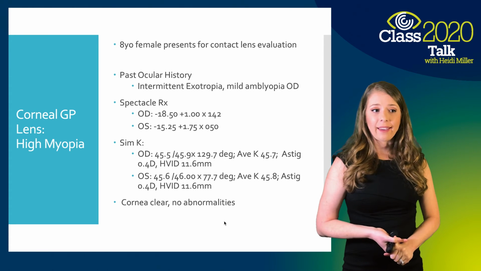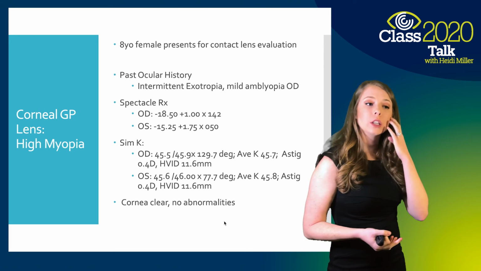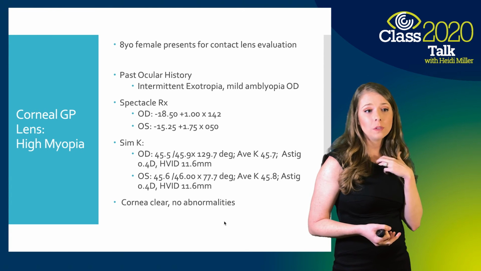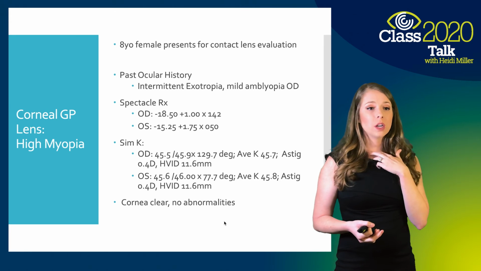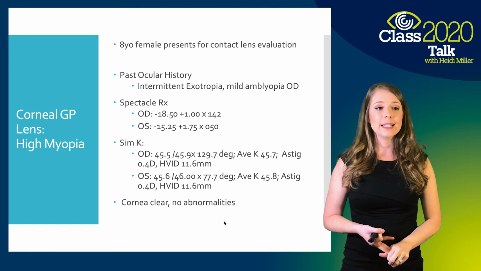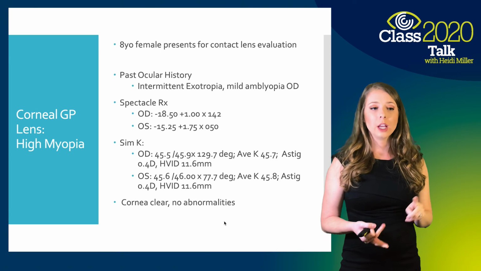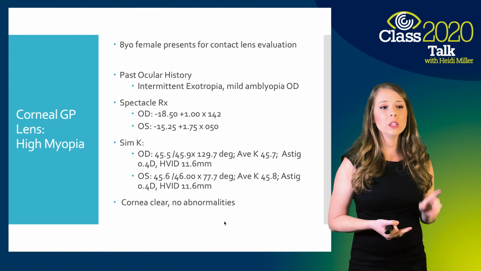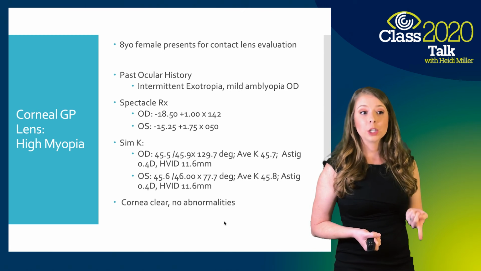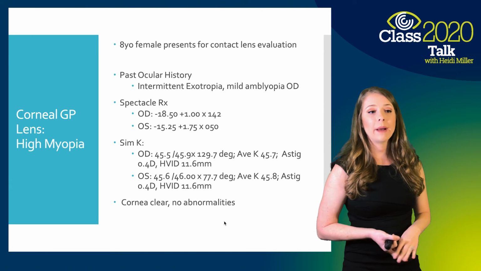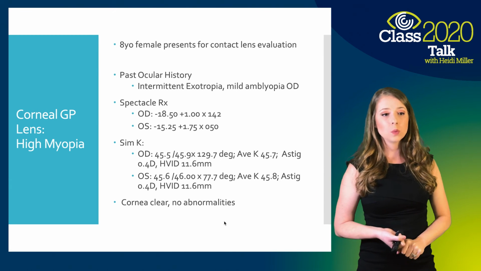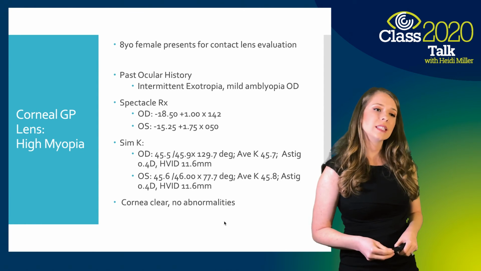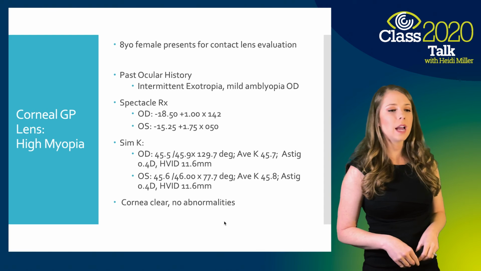So the next case is an option for you with your high myopic patients. So this is an 8-year-old female. She presents for contact lens eval. She has history of intermittent exotropia and a little bit of amblyopia in the right eye. But you can see how severe her prescription is at 8 years old. So a minus 18.50 plus 1 at 142 and a minus 15.25 plus 1.75 at 50 in the left eye.